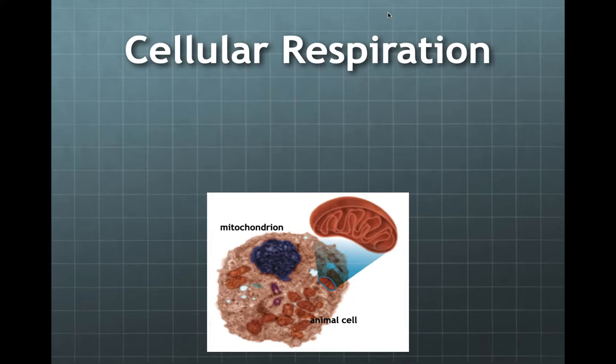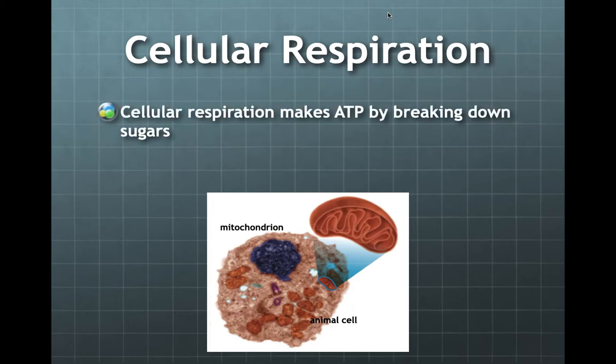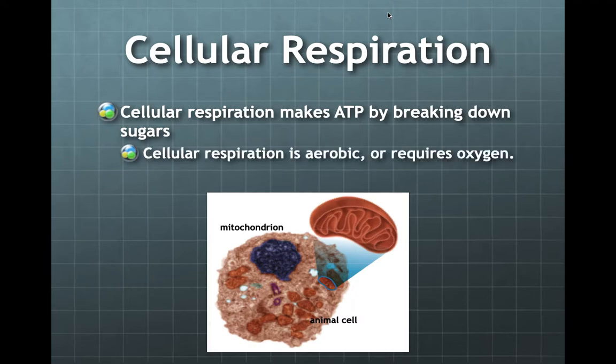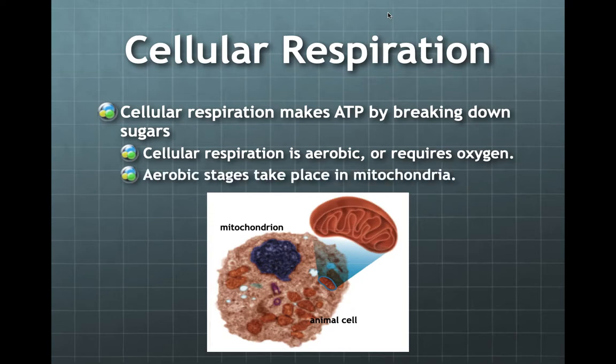This is going to be our video intro for cellular respiration the whole way through. So cellular respiration, we're going to make ATP by breaking down sugars. Remember that when we think of ATP, we are thinking of energy. Cellular respiration is aerobic and requires oxygen, while the other definition we're going to look at later is anaerobic, and that's without oxygen. And aerobic stages are going to take place in the mitochondria of either animal or plant cells.